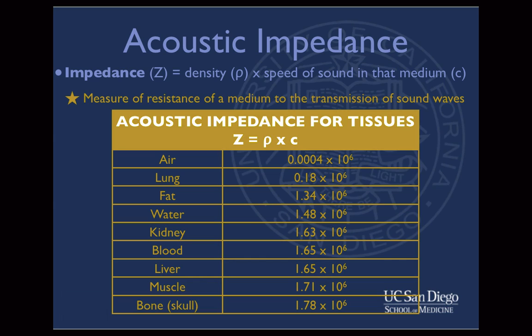Acoustic impedance is a measure of resistance of a medium, or tissue, to the transmission of sound waves. More important than the listed equation is to simply keep in mind that tissues of higher density will demonstrate a higher resistance to the transmission of sound waves. This table allows one to compare the acoustic impedance for various tissues in the body.